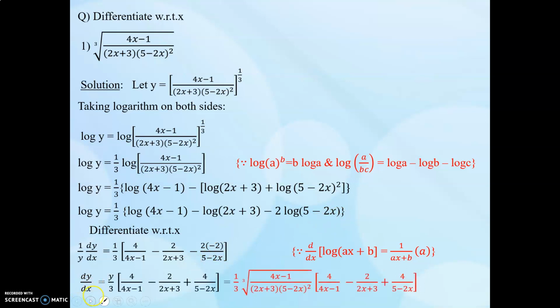Then in the next step, dy upon dx is equal to, cross multiplying this y, y upon 3 into 4 upon (4x minus 1) minus 2 upon (2x plus 3) plus 4 upon (5 minus 2x). In logarithmic differentiation, in the last step, you have to resubstitute the value of y. We need only dy upon dx. So you have to cross multiply this and resubstitute in the last step. So 1 upon 3 into the question, y is equal to the cube root of (4x minus 1) upon (2x plus 3) into (5 minus 2x) whole square, and the remaining term. This is the final answer for this question.